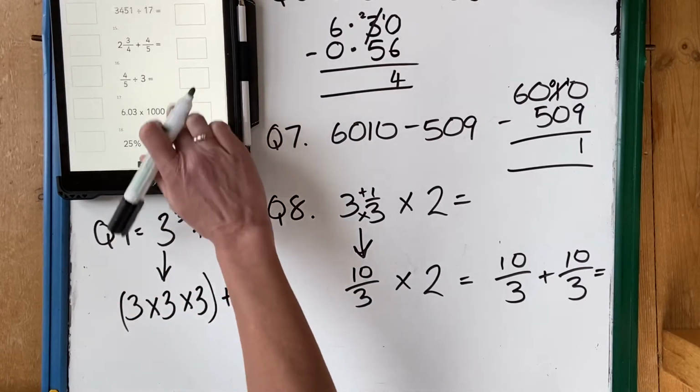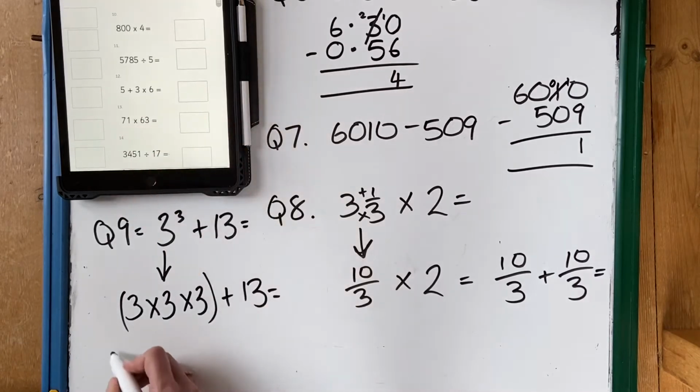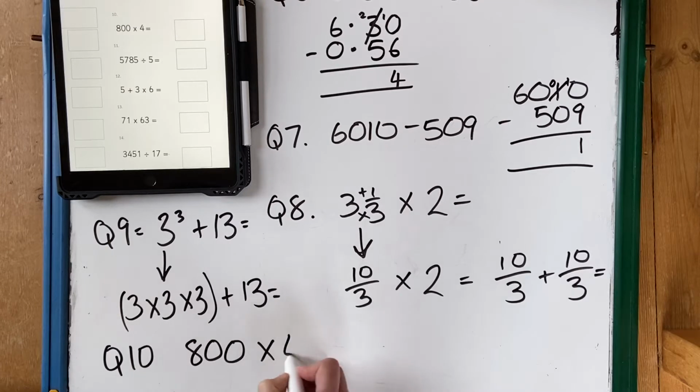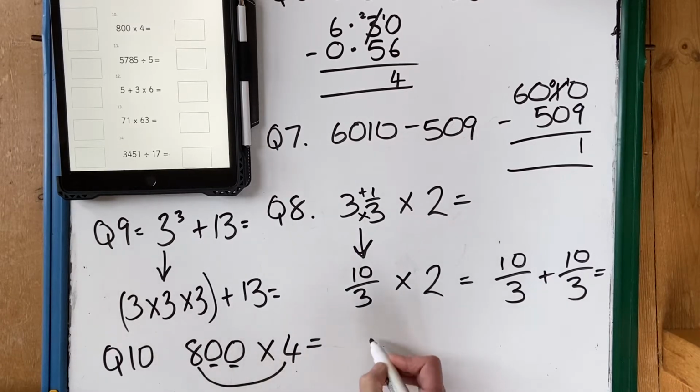Question 10. 800 multiplied by 4. What is 8 multiplied by 4? And then make it 100 times bigger. Question 11.